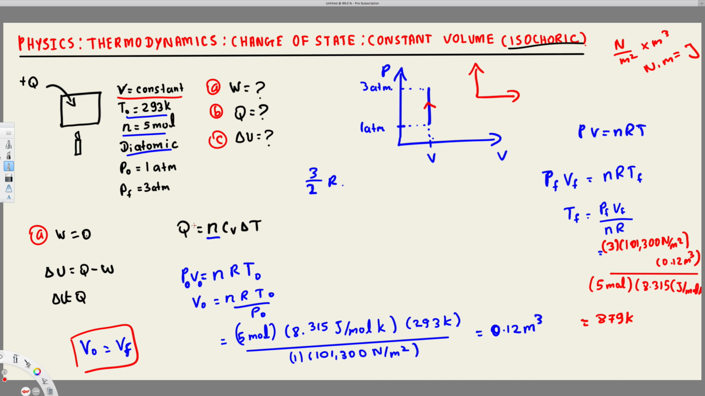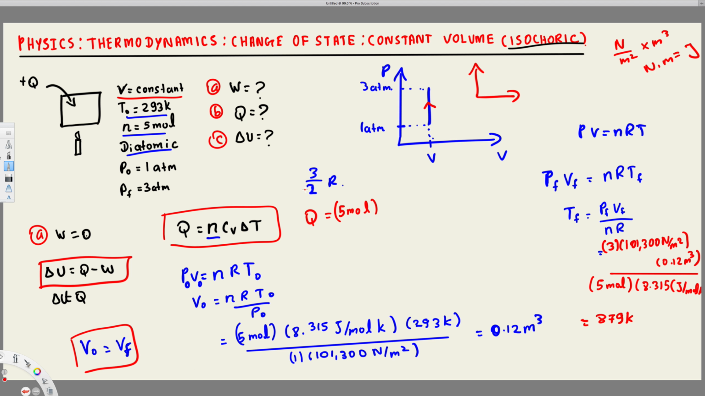Now we can go ahead and use this formula to find the Q value. If we find Q, that's going to be equal to delta U because we know that work is 0. So if we apply 0, both of them are going to be same. So let's plug all these values and calculate this Q. Q is equal to N CV delta T. N is going to be 5 mole, so 5 mole right here. CV is going to be 3 by 2 for a monoatomic gas. For a diatomic, it's 5 by 2, right?